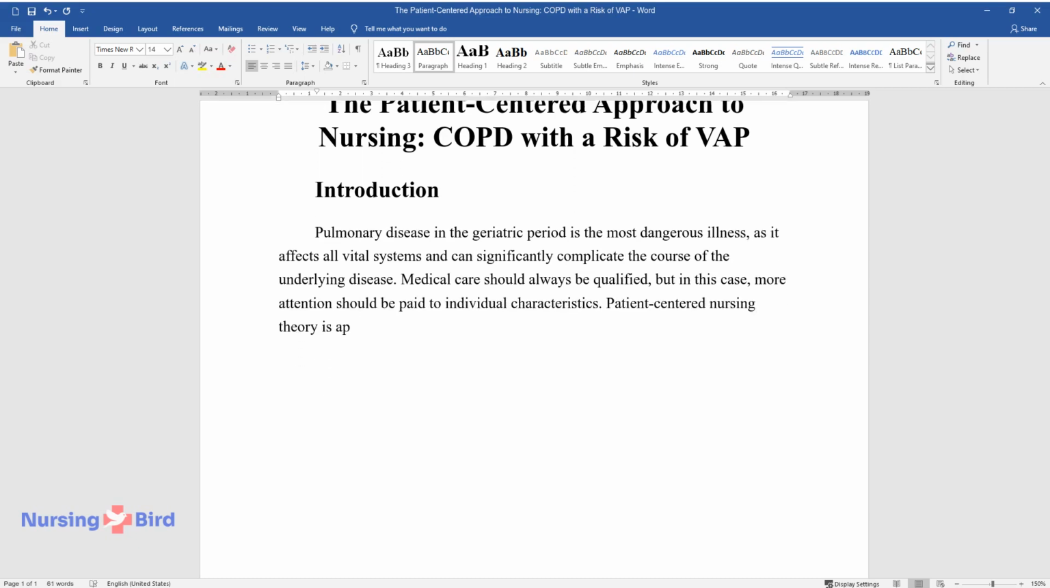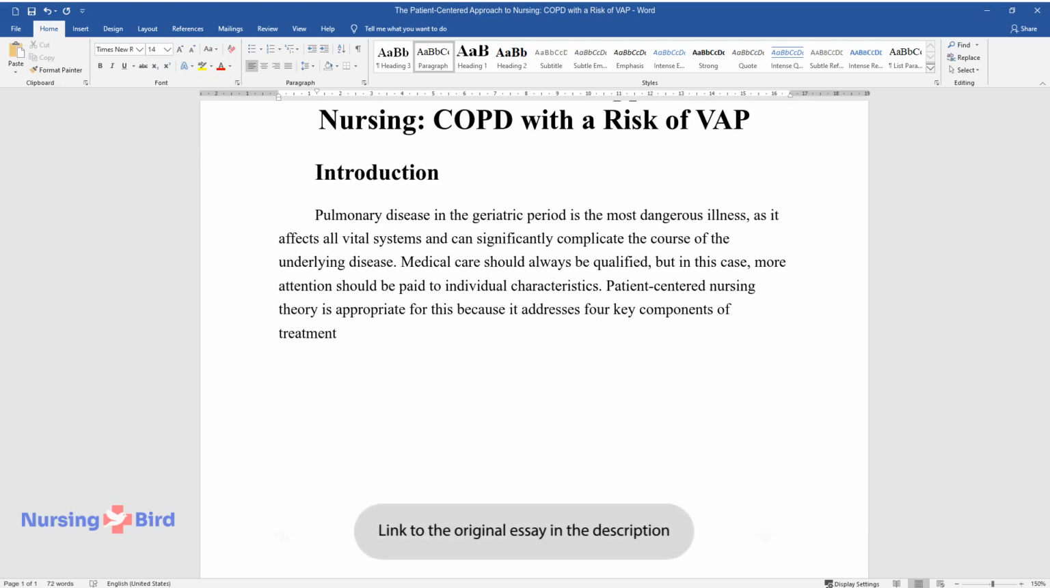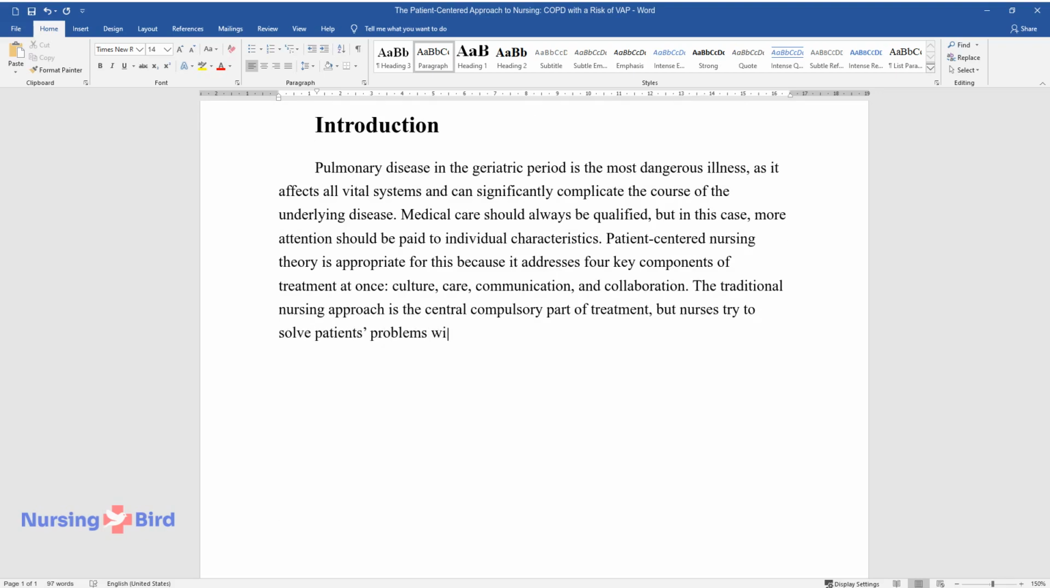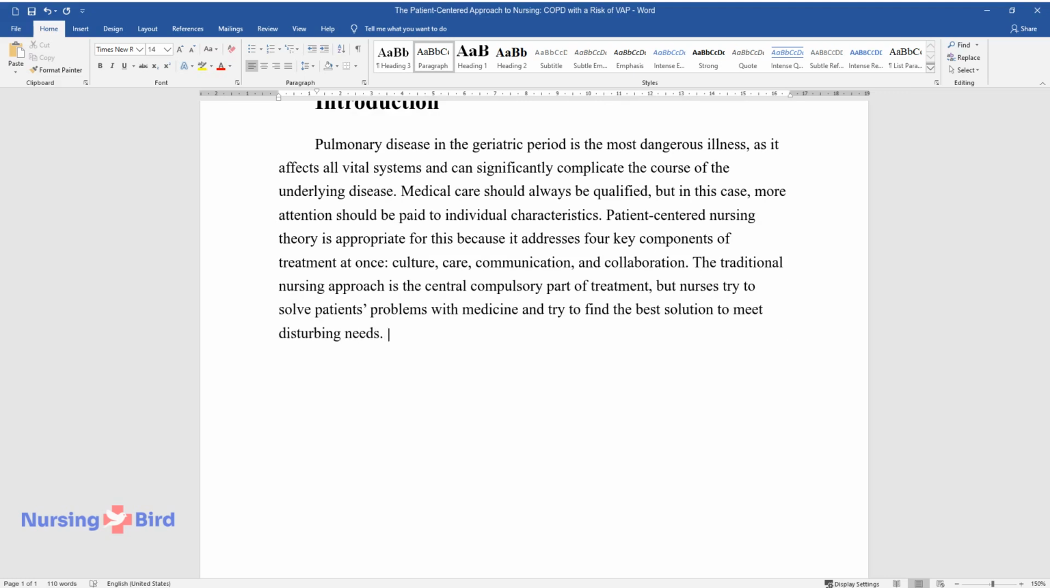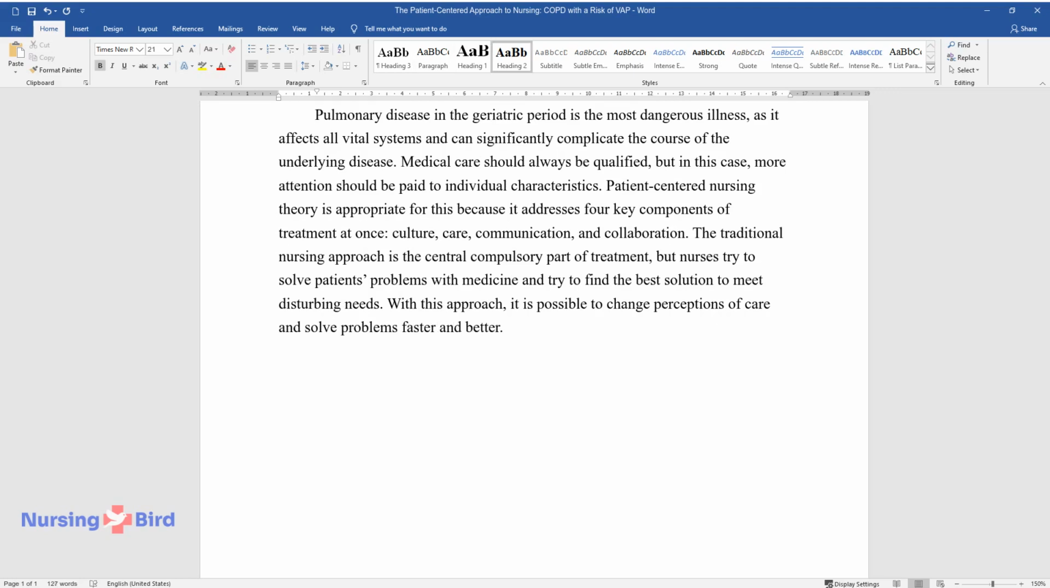Patient-centered nursing theory is appropriate for this because it addresses 4 key components of treatment at once: culture, care, communication, and collaboration. The traditional nursing approach is the central compulsory part of treatment, but nurses try to solve patients' problems with medicine and try to find the best solution to meet disturbing needs. With this approach, it is possible to change perceptions of care and solve problems faster and better.